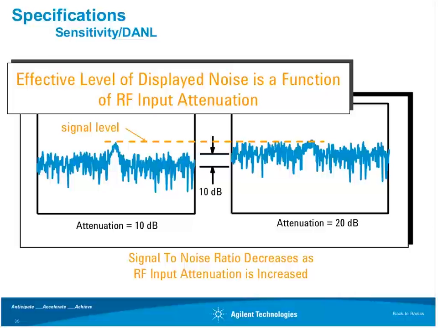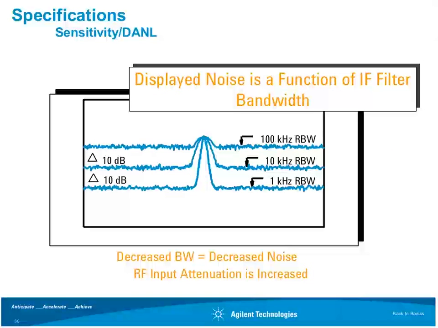Now, remember, going back to our architecture, the first thing we encounter after going through the RF input is an attenuator. The amount of attenuation directly impacts the signal-to-noise ratio: the more attenuation you have, the worse your signal-to-noise ratio gets. Here, for example, with 20 dB of attenuation on the right side, it's very difficult to even distinguish that there might be a signal there. By reducing the attenuation 10 dB, we improve the signal-to-noise ratio by that amount, and now it becomes a lot more apparent that there is indeed a low-level signal there.